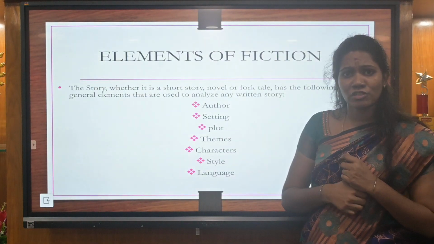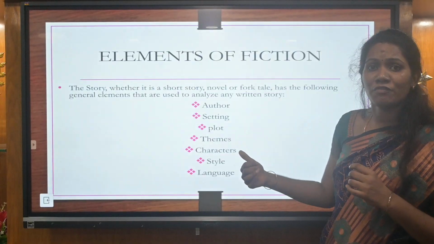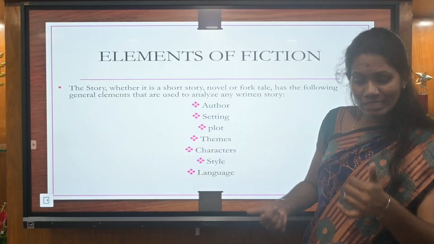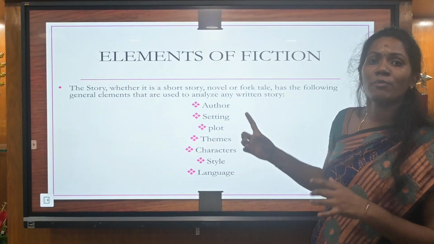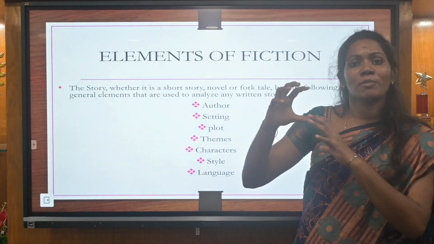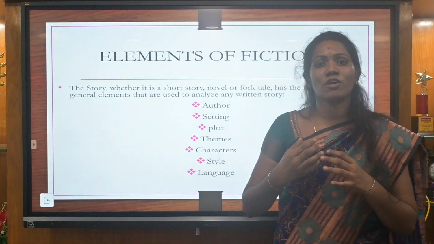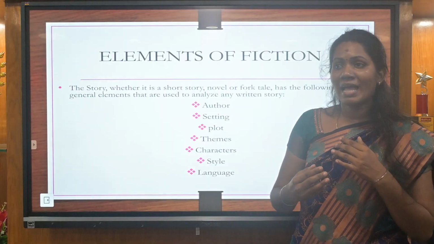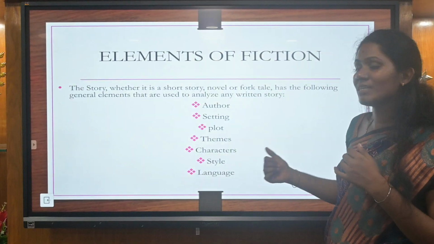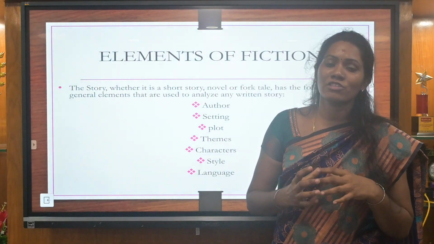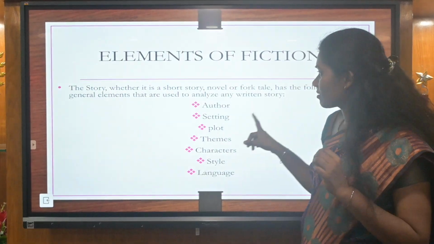In the elements of fiction, these are the main factors that help us analyze a text. So, when we write a story, the first thing we have to mention is the author. Then we mention the structure and the settings. Next come the plot, the theme, the characters, and the style and language. The style of a writer and the language are very important to write short stories.